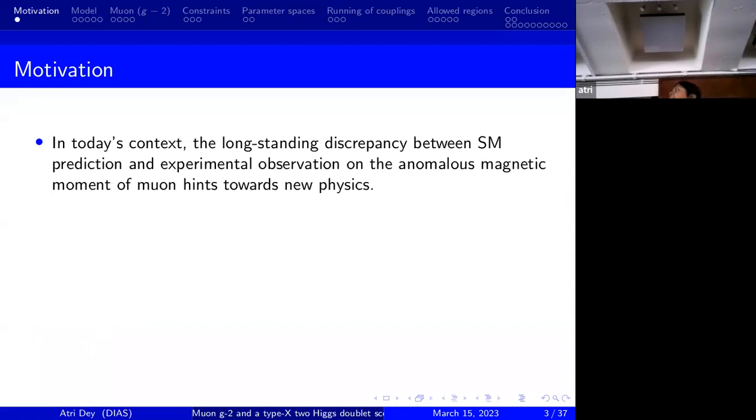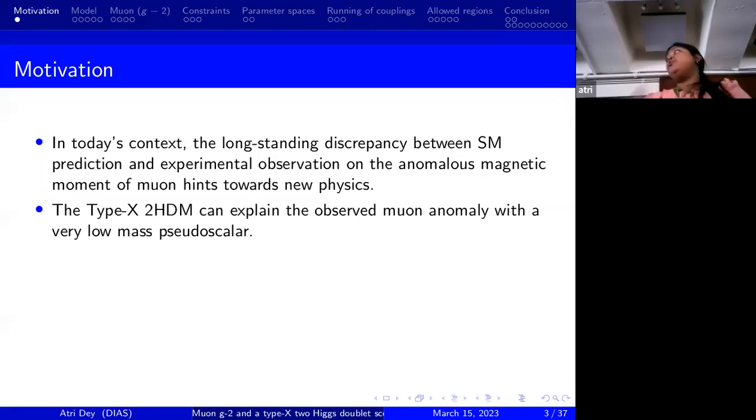So here's the motivation. We all know there is a long-standing discrepancy between the standard model predicted value of the Muon anomalous magnetic moment and the experimentally observed value, from the recent Fermilab data and the earlier BNL data. The discrepancy is about 4.2 sigma right now. So whatever particles we have in the standard model, they are not sufficient to describe the experimentally observed Muon anomalous magnetic moment, which can hint towards some new physics.